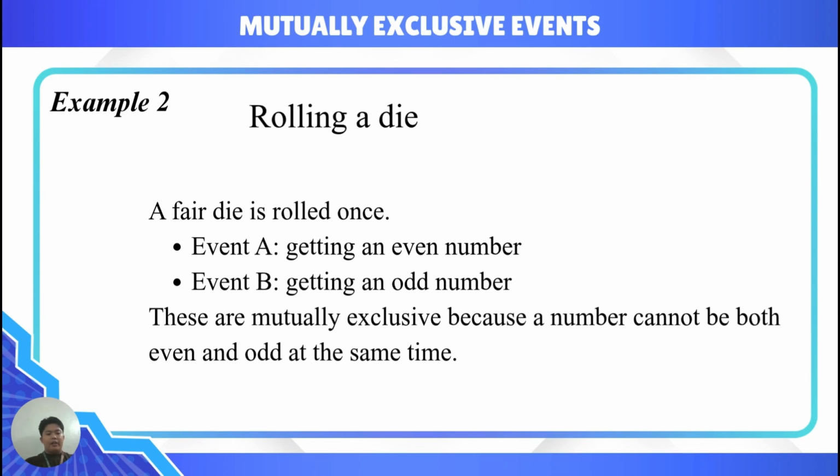In event A, we need to find the probability of getting an even number. So first, what is an even number? Even numbers are numbers that are divisible by 2. And event B is getting an odd number. So what is an odd number? An odd number is a number that is not divisible by 2. So these are mutually exclusive because a number cannot be both even and odd at the same time.